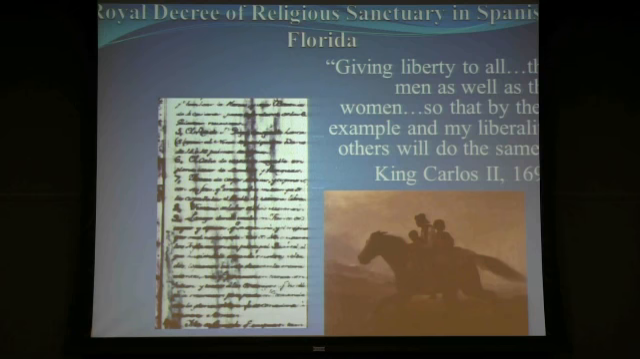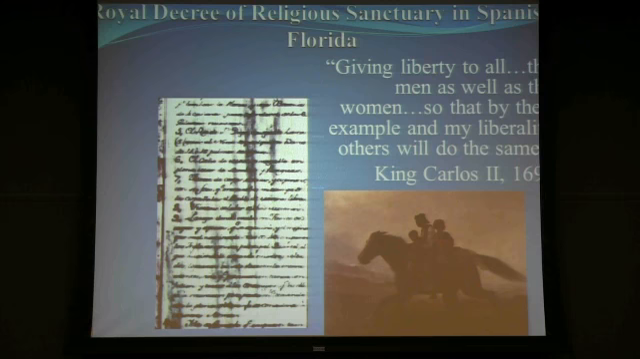Giving liberty to all, the men as well as the women, so that by their example and by my liberality, others will do the same. So it's a deliberate poke in the eye to the English to say, keep running, and we'll take care of you. Because Spain is small and weak and spread all over the place, it has this little tiny garrison at St. Augustine with hardly any people in it, and they can use all of this interesting free labor that's coming in, and they can also drain the plantations of South Carolina if they're lucky.